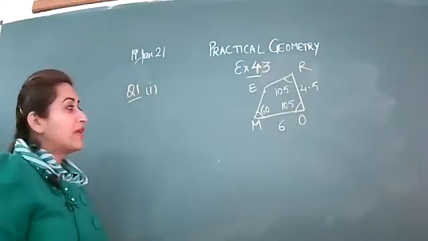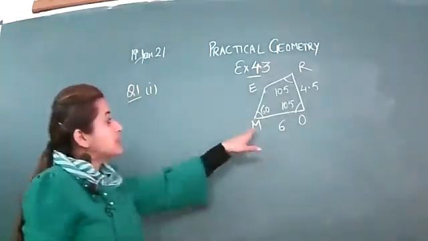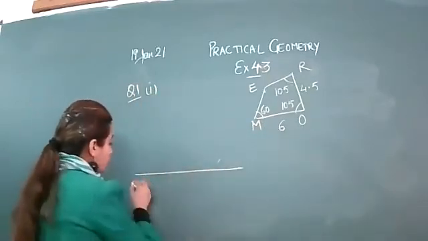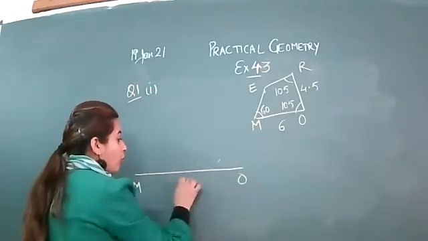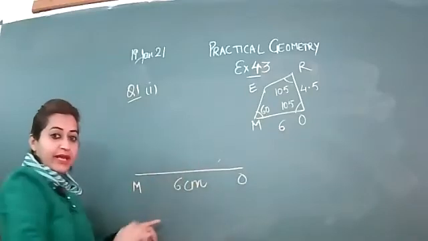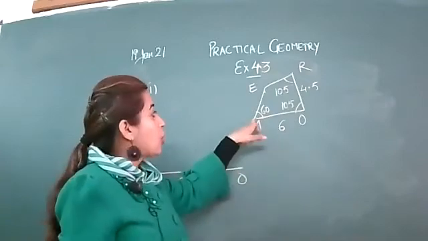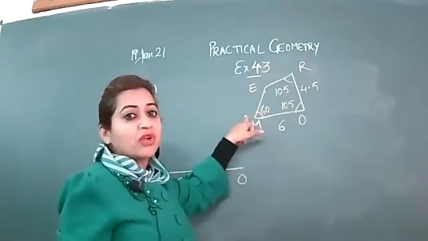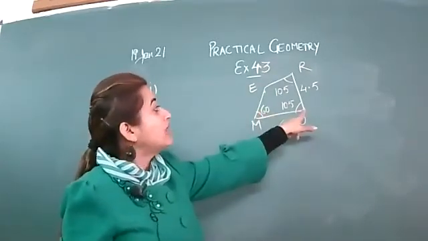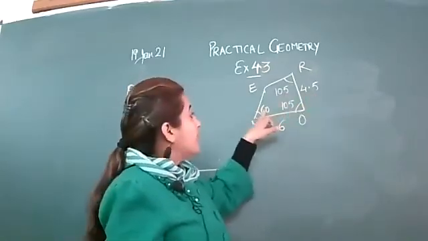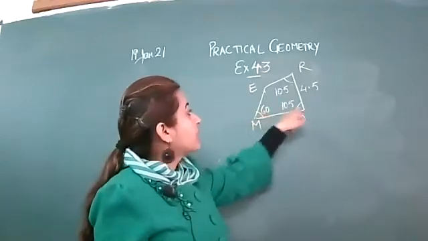Then you all will draw. You will get the time to draw it. So firstly, let's start with the base, that is MO, 6 centimeter. So you will draw the base here, MO as 6 centimeter. Is it okay? Now, beta, you won't be able to draw this line because the dimension of the line is not given, but only one line is given, that is OR, which is 4.5, and the angles are given.